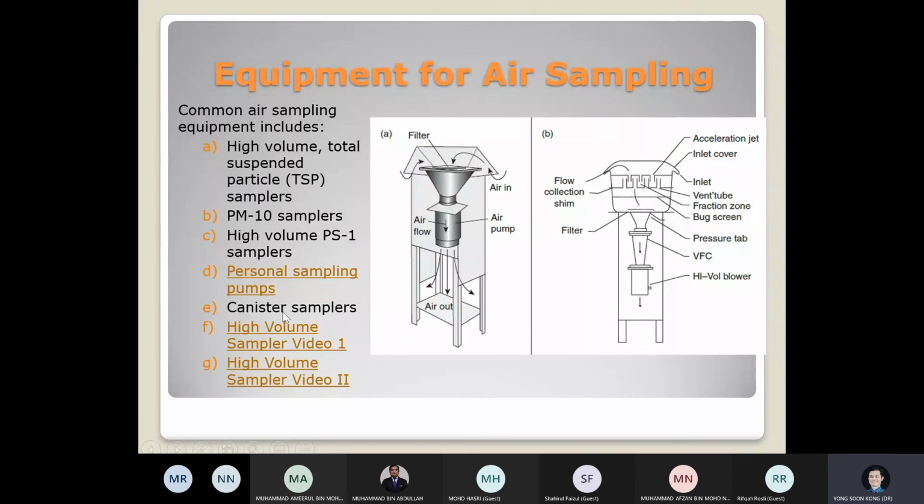Now, canister sampler is another type of sampling technique. We call it passive sampling. Passive sampling does not require energy input. You have a sampler, you take it out, and then let the air naturally go into your canister. So no energy involved. And the big difference here is that a passive sampler is usually very cheap.